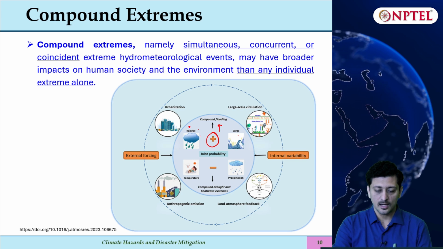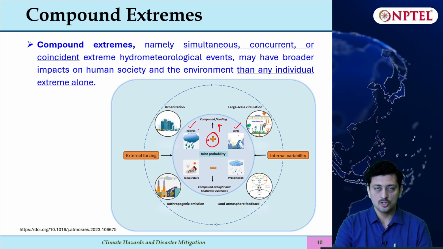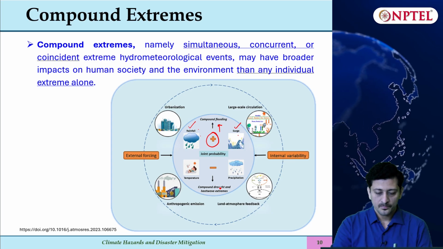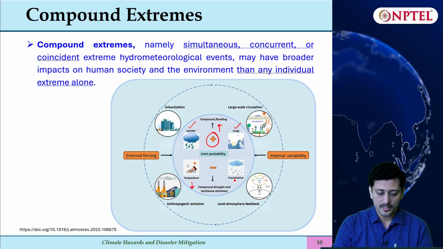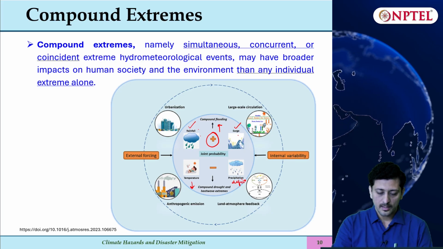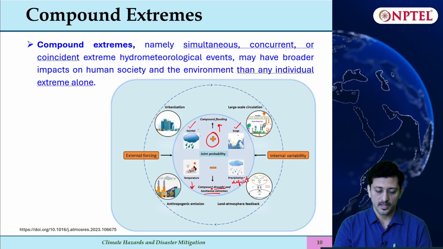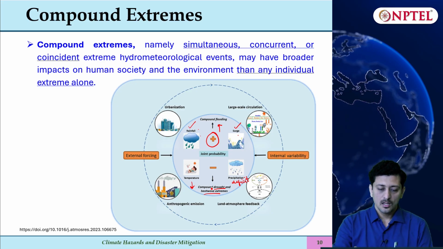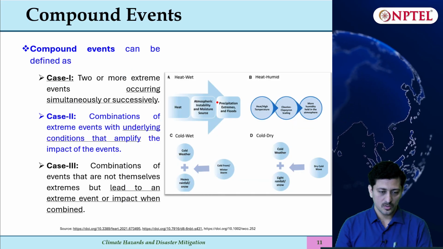If they are considered individually, they may not produce that impact, but when they are considered jointly, they produce a larger impact. Similarly, if there is high temperature and there is precipitation deficit, then there is the compounding of drought and heat wave extremes. So that is another compounding event. But compound flooding is one of the major challenges we are facing today.